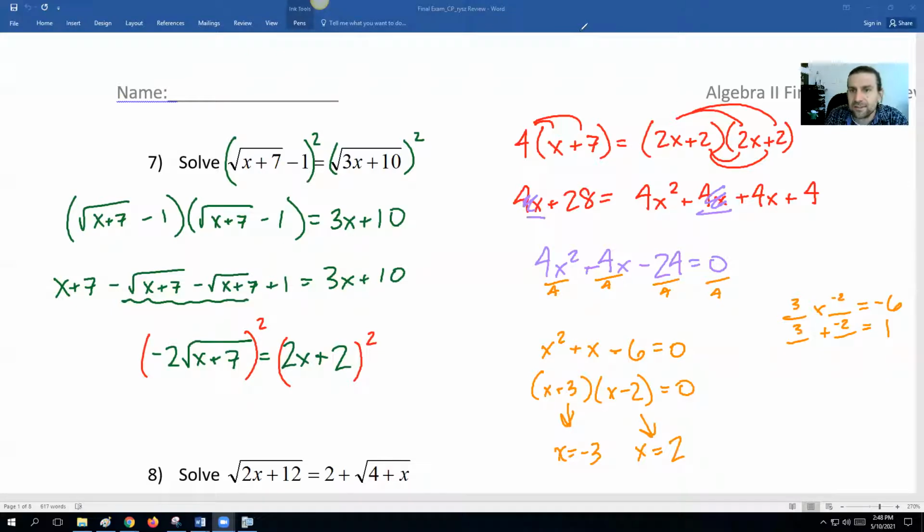All right, and then the last thing we need to do with this problem here is to check, plug them in to see if they work. If we plug negative 3 in, negative 3, it would be the square root of, that would be 4 minus 1.